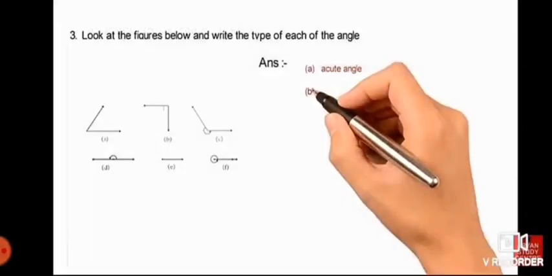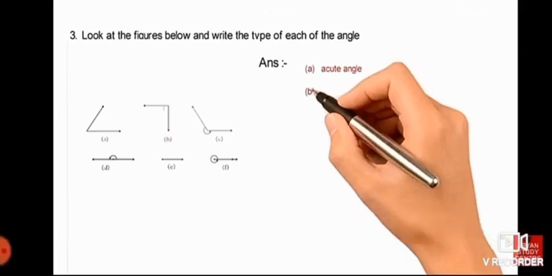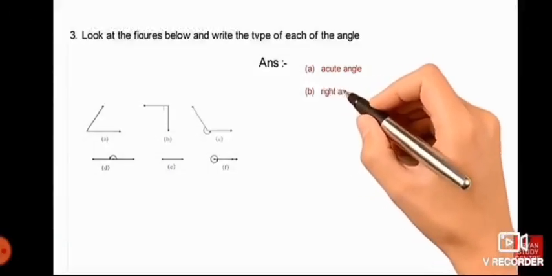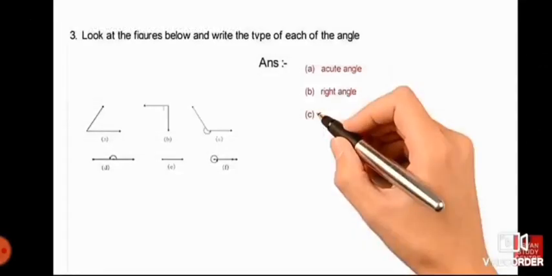Next one, if you see figure B, it is exactly 90 degrees. Yes, it is exactly 90 degrees. So such a type of angle is called a right angle. Next one, that is the C diagram.